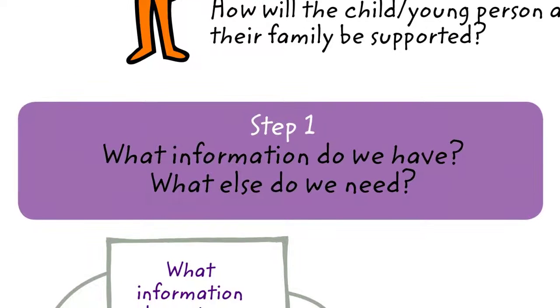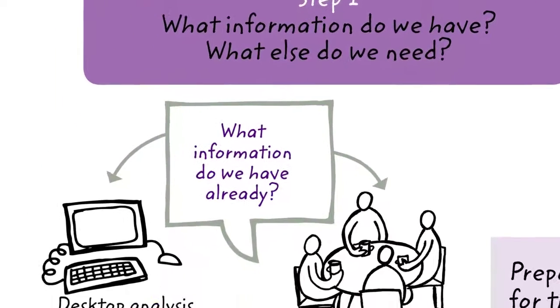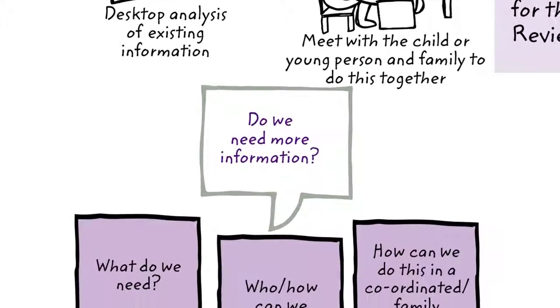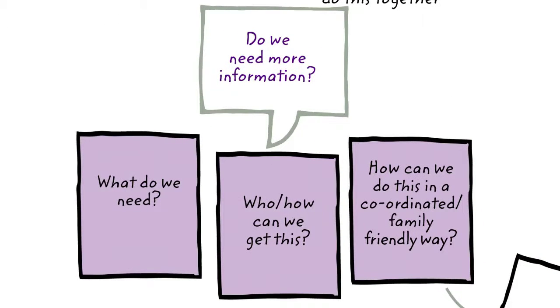Step 1. Step 1 starts by looking at whatever information is already available. So that might be a desktop analysis, looking at all the reports and information that's already there, and it may mean meeting with the family and child or young person to look at what other information is available as well. If you need more information, you need to think about what you need, when and how you can get this, who will be involved, and how you can do this in a coordinated and family-friendly way.